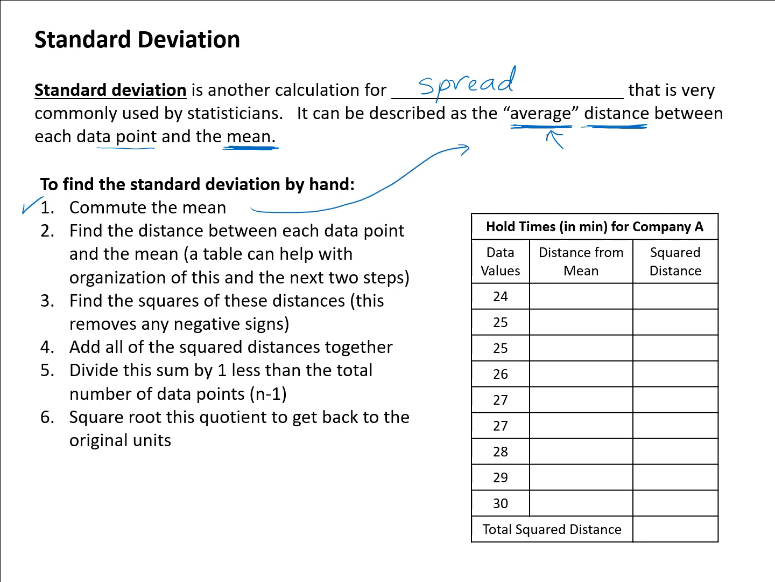So if we wanted to find the mean, we would take our data values, which I have listed in this table, and these may look familiar because we used them when we were looking at the 5-number summary. These are hold times in minutes for phone company A. So we would take all of these data values and add them up and divide by how many there are. Well, there's 9 values. So when we add them up, 24 plus 25 plus 25 plus 26 plus 27 plus 27 plus 28 plus 29 plus 30, we actually do get a total of 241. And we would divide that by how many there are, which is 9.